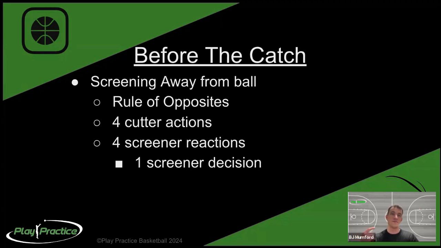So we're going to show you on film 4 different actions you can do as the cutter, how to get open, again, how to create shots for yourself before you even catch it. And then as a screener, reacting to the cutter, how to move in opposite spaces 4 different ways and create a shot for yourself. And then we also have one that's called a slip, which is in the screener's control. It's basically pre-screen, you're going to cut to the basket. It's like faking a screen and then going to the basket. There's often a hole in the defense where you can exploit that and again, create some shots for yourself.